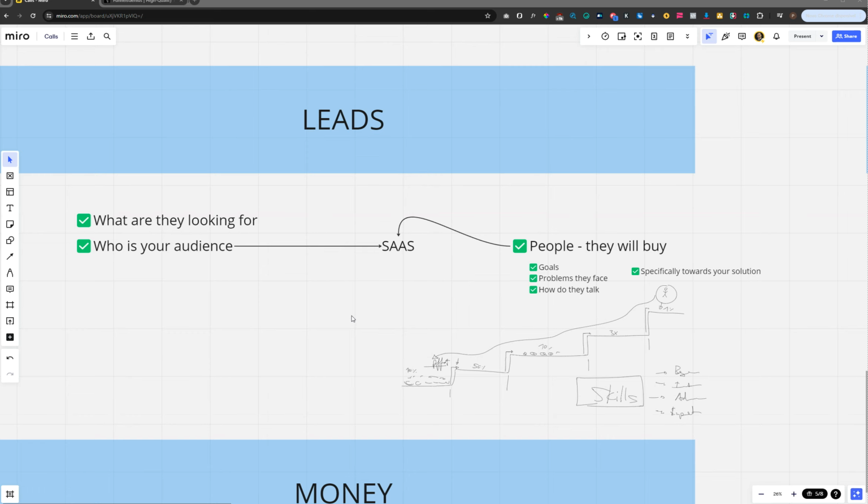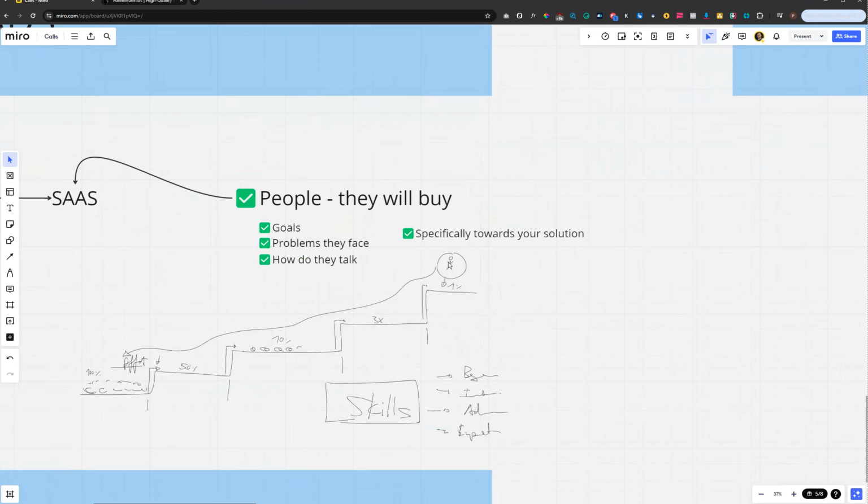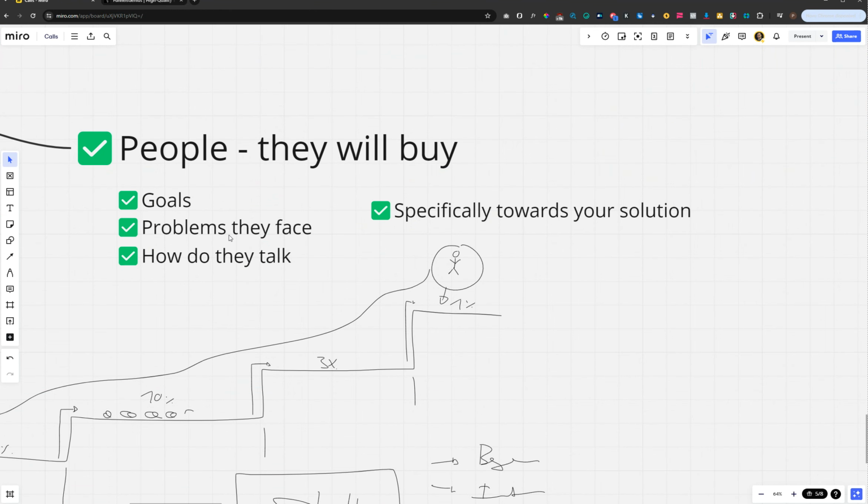But yeah, all this stuff for leads. You've got to understand what your leads are looking for, who your audience is, so that you understand their goals, the problems they face, how they talk, specifically towards your solution. Because if you are going to learn how people buy cars and you sell shoes, you're going to waste your time. You want to understand how people are choosing shoes, because you are selling shoes. What kind of problems do they have with shoes?